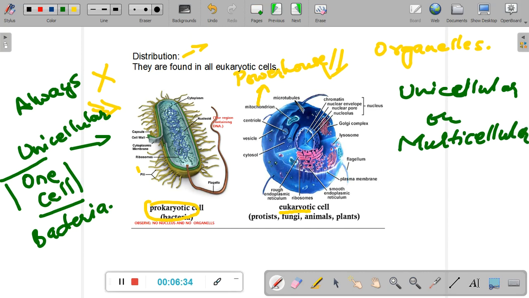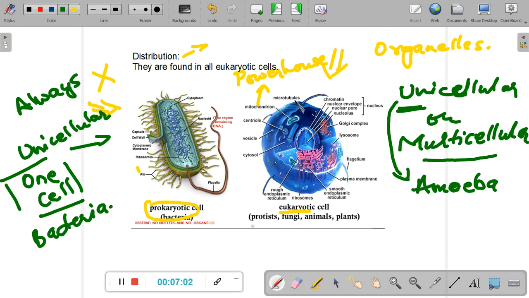What do I mean by this? That some eukaryotes are made up of one cell. Let me give an example of a single-celled eukaryote, amoeba. And the rest of the eukaryotes are multicellular. So there are few unicellular eukaryotes, but most of the eukaryotes are multicellular.